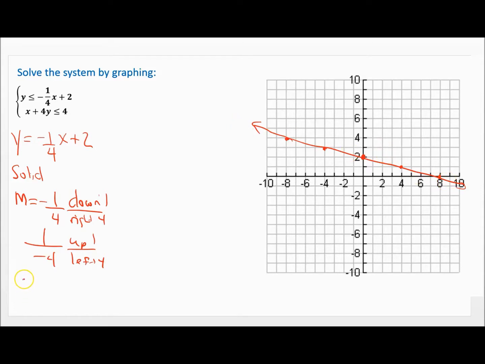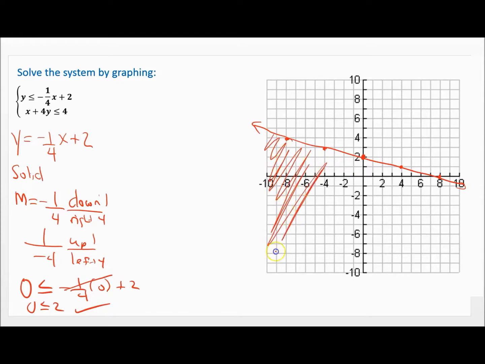So I'm going back to the original. 0, is that less than or equal to negative 1/4 times 0 plus 2? Really? That's just 0, right? Is 0 less than or equal to 2? It is. Therefore, I shade the bottom left, because that's where 0, 0 came from. And we'll shade right over the top of 0, 0.